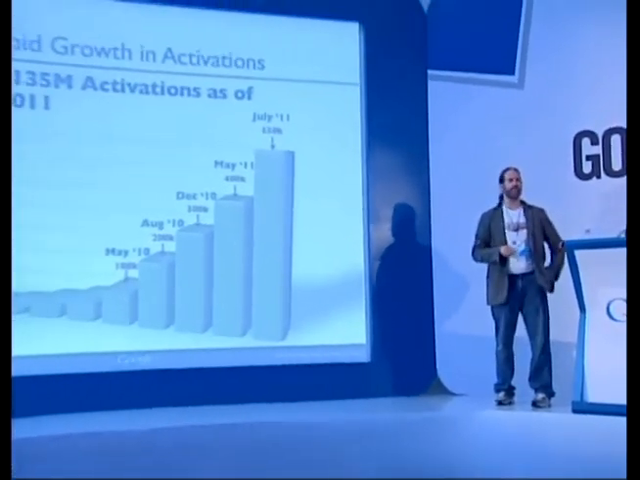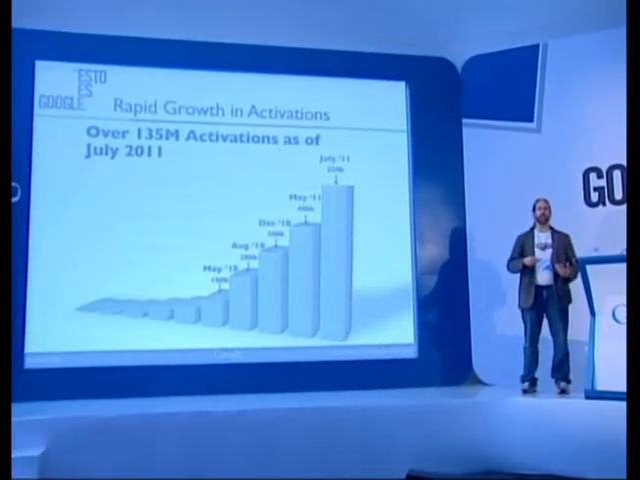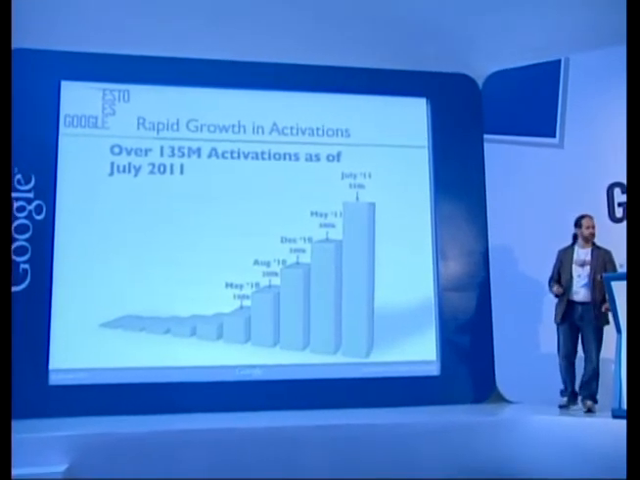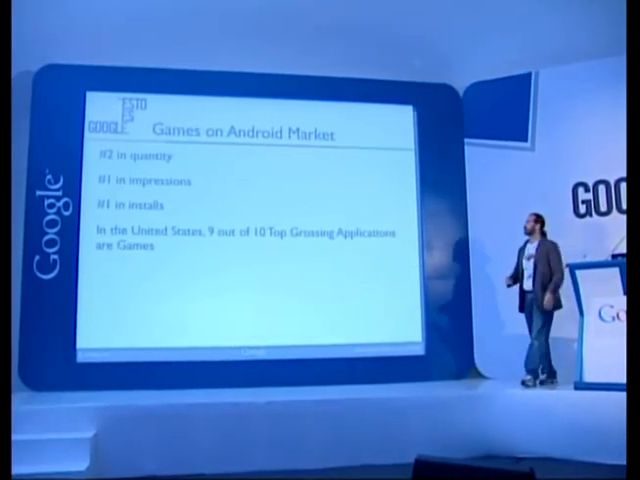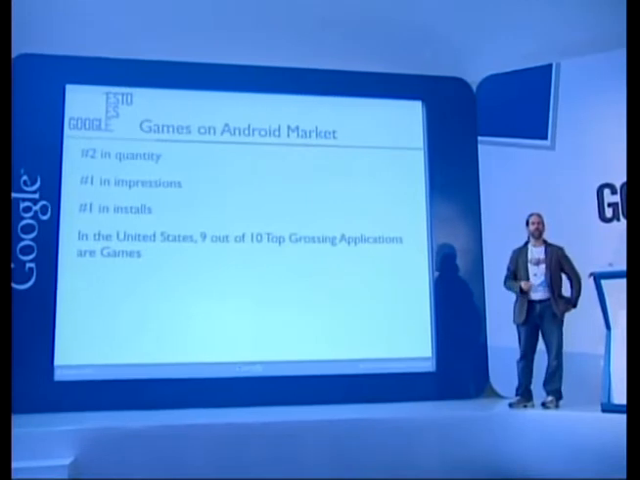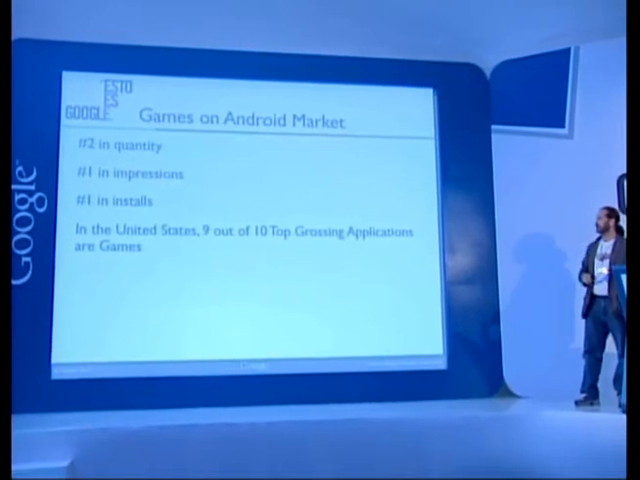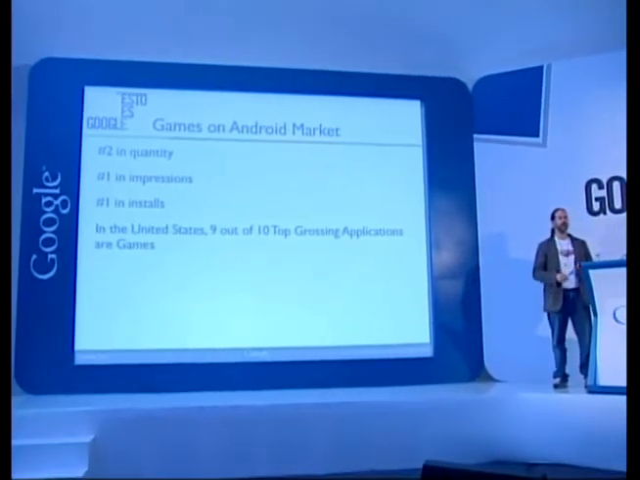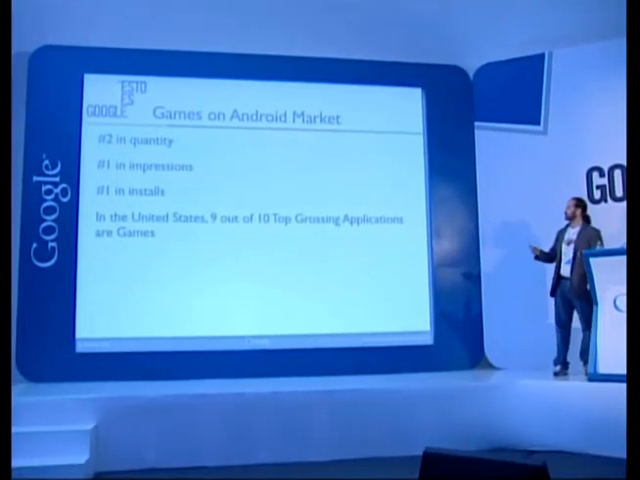And of course, a lot of people have Android phones. We have over 135 million phones activated. And we are activating 550,000 devices every day, which is amazing, because those are all people who are looking for what? Well, they are looking for games. As it turns out, they're the number one installed thing on Android devices. They're looking for entertainment. In fact, in the United States, 9 out of the 10 top grossing applications, the ones that are making the most money, are games. And that's pretty amazing to me.